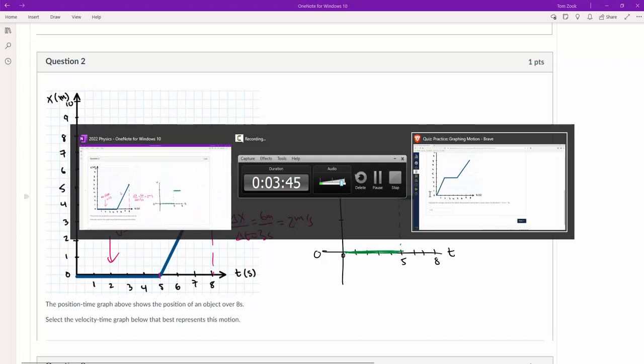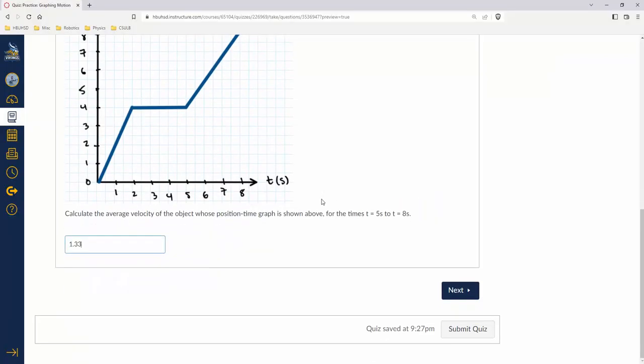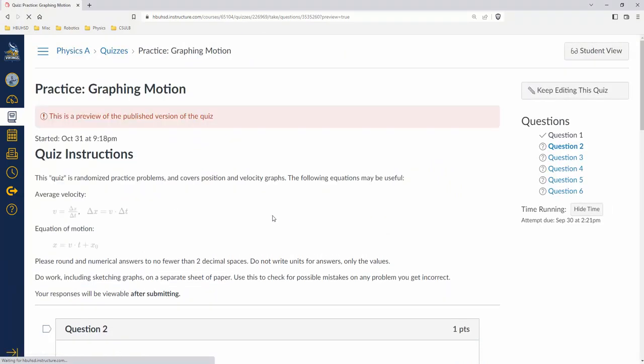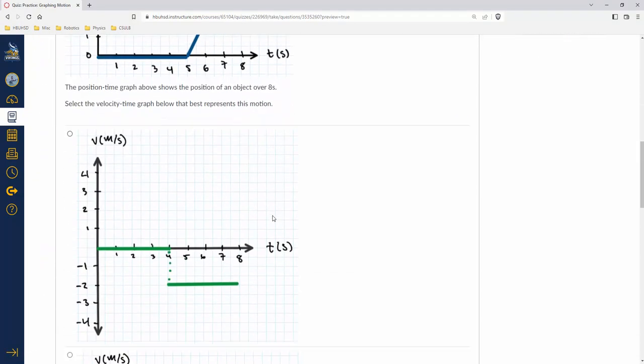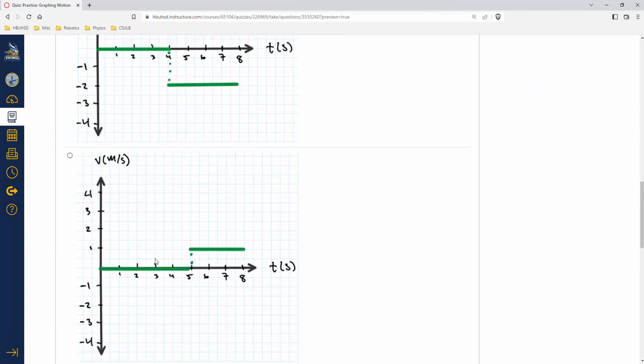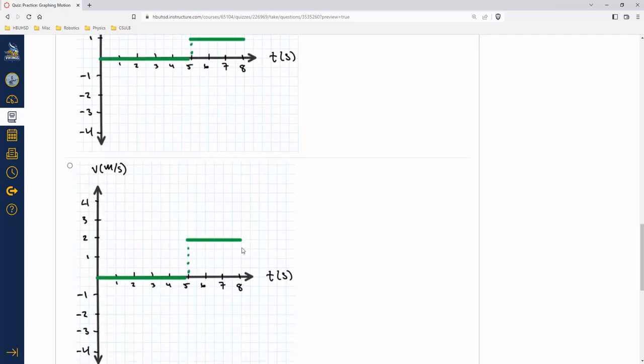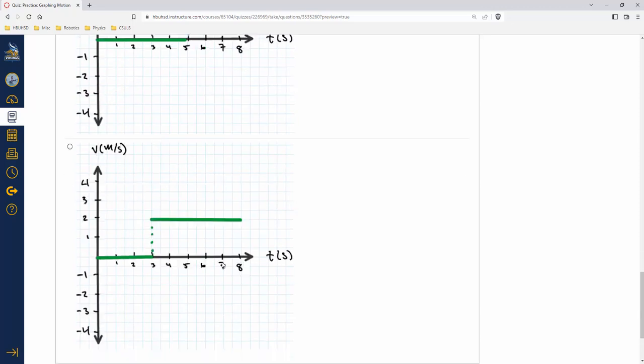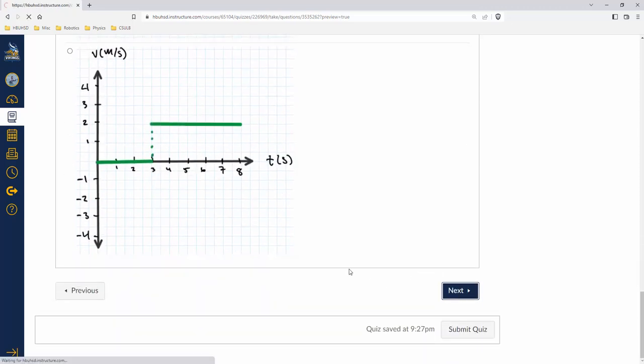So let's see what we got. My answer options down below. Oops, got to go to the next question. So I've got nothing for 4 seconds and then that's not it. Ooh, 5 seconds and then, ooh, yep. Oh, wait, hold on. That's just 1. Pretty sure it's supposed to be 2. There we go. So from 0 to 5 seconds, we got no velocity, and then from 5 to 8, we've got 2. So that should be correct. Let's go to the next problem.